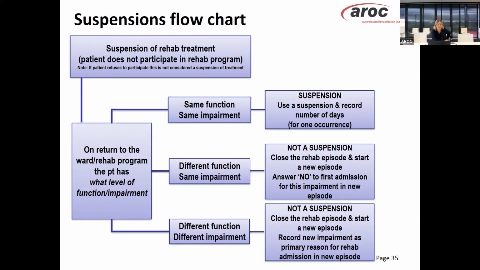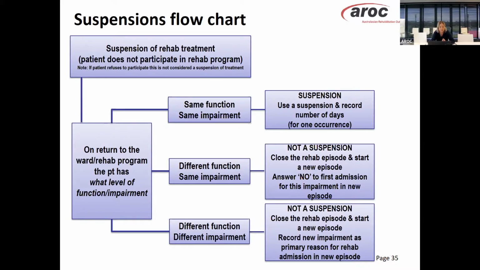So just with this flow chart, if a suspension occurs, it's just to provide a bit more information on how to make a decision about whether a situation comes in as a suspension or not. An interruption in the patient's treatment occurs when the patient comes back onto the ward, under rehab care. We're looking at what level of function and impairment the patient returns with. So if they return with the same function and the same impairment, then it's considered a suspension. We would use a suspension and record the number of days for one occurrence.